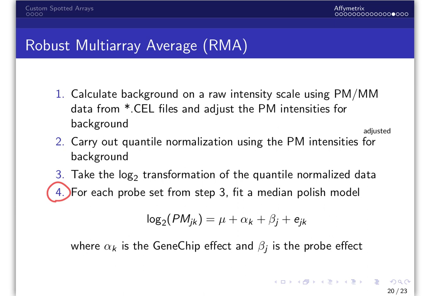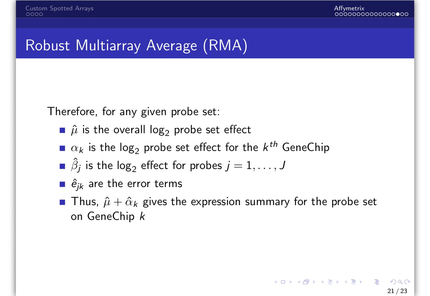The median polish is a robust estimation procedure and is used to estimate the model parameters in order to protect against outlier probes. After the median polish, the estimated parameters are interpreted as follows. Mu hat is the overall log base 2 probe set effect. Alpha sub k is the log base 2 effect of the kth gene chip. Beta sub j is the log base 2 effect for the probe. And E are the error terms. Then the probe set expression for gene chip k is given by mu hat plus alpha sub k hat.